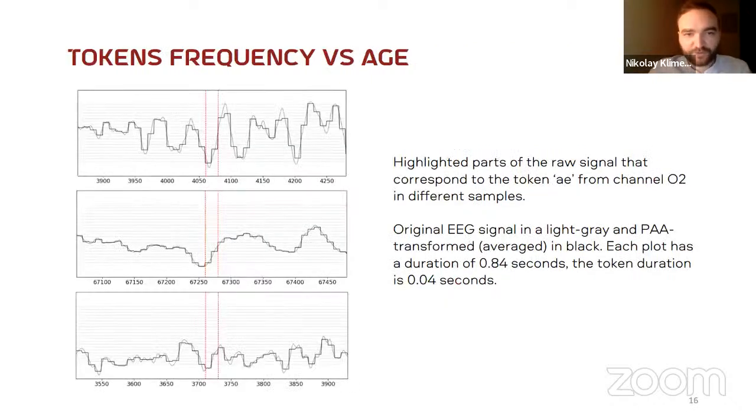And the last and most important finding that we were emphasizing before: our model should be interpretable. Here you can see an example of the same token visualized in different samples, in different EEG recordings. We were able to find the exact place in the original data where that specific token is located. And it's very important that the length of this token is actually 0.04 seconds. This high resolution is extremely important for detecting short-term events like epileptic spikes.